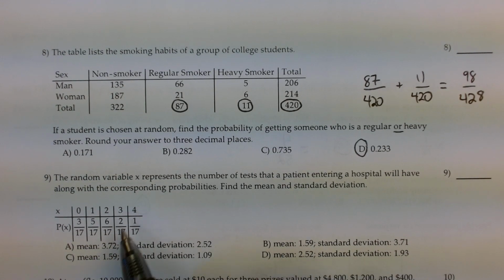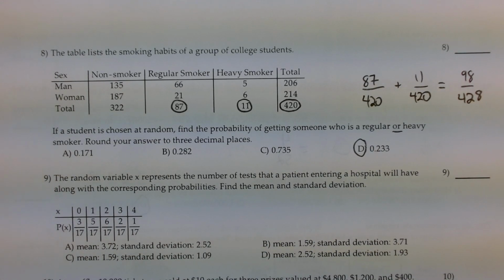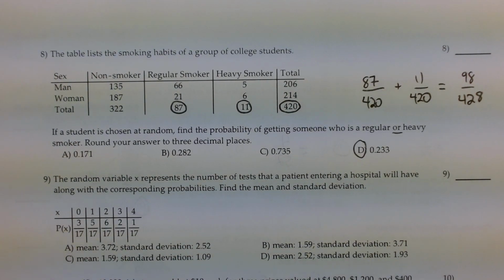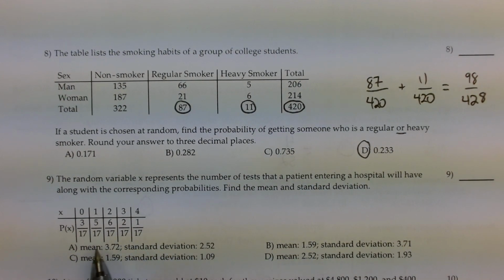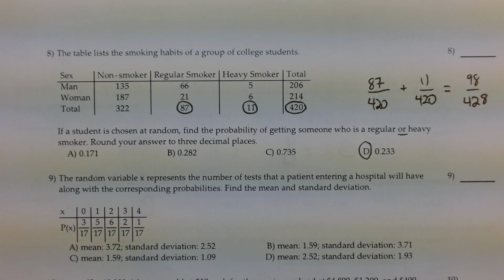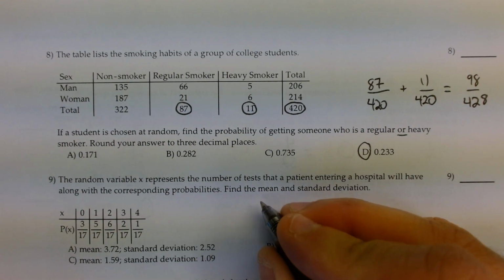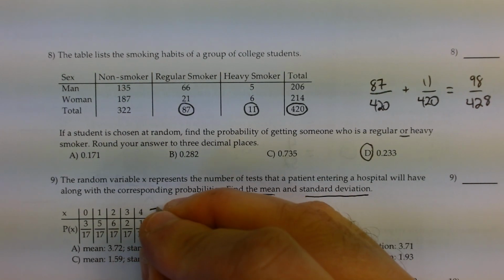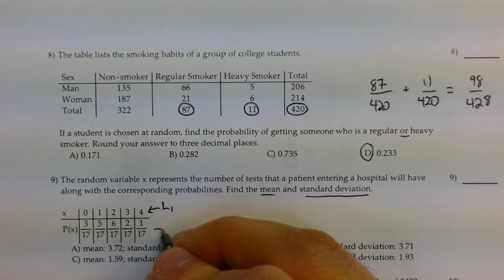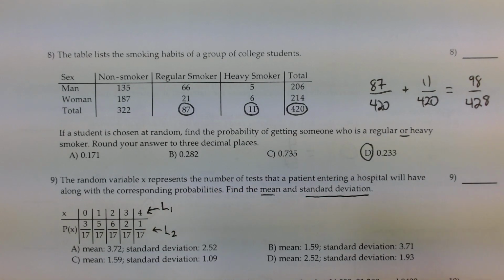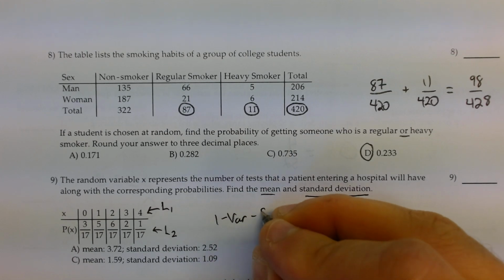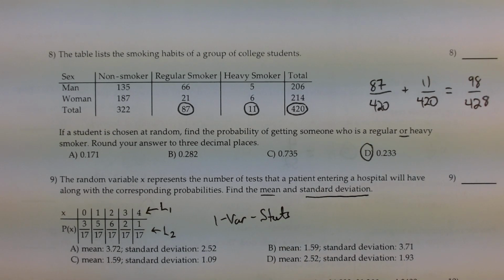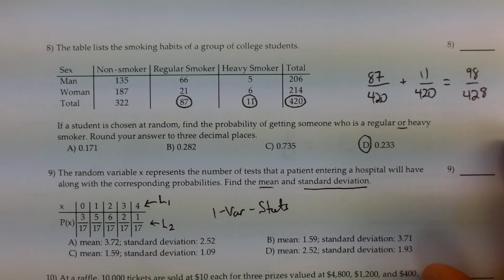Next, this starts into chapter 4, looking at probability distributions. So here we have X representing the number of patients entering the hospital and the probabilities of each of those occurrences happening. To find the mean and standard deviation, one thing you could do is put these into two columns in the calculator, list 1 and list 2. And then if you run the one variable stats with list 1 and list 2, that will tell you what the mean and standard deviation is.